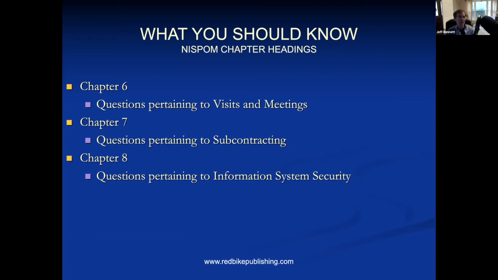Chapter 7 is talking about subcontracting, classified subcontracting, where most of NISPOM is about the government providing guidance to the cleared defense contractor. Chapter 7 talks about the cleared defense contractor as the prime contractor subcontracting classified work to a subcontractor. So that's all in Chapter 7. Chapter 8 is information system security. So any questions about information systems are going to be in Chapter 8.